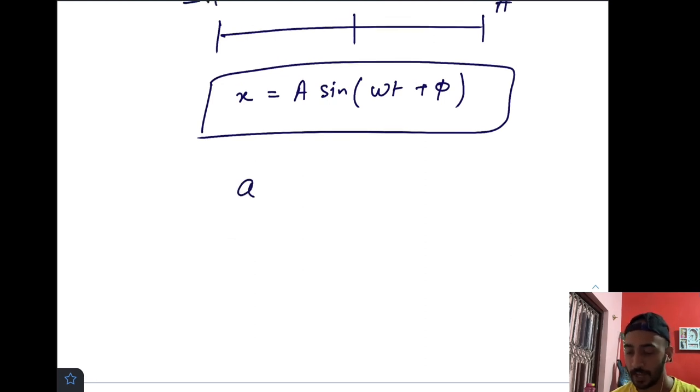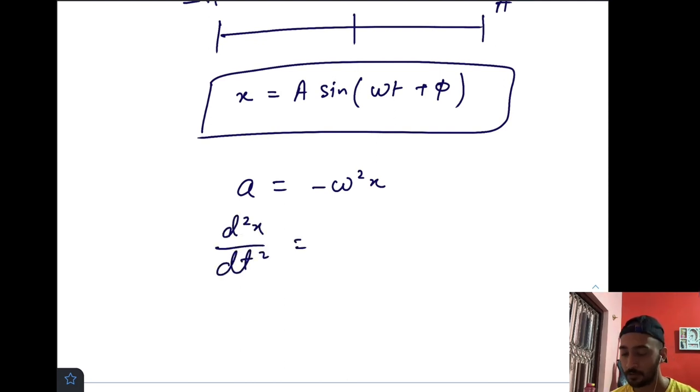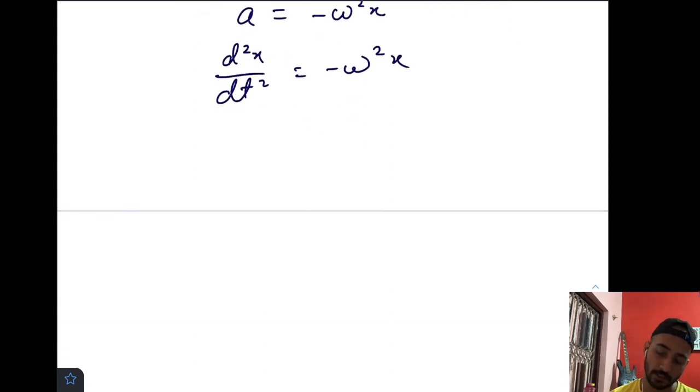Now see, if acceleration is minus omega square x, we can write acceleration as d2x by dt2 equals minus omega square x.